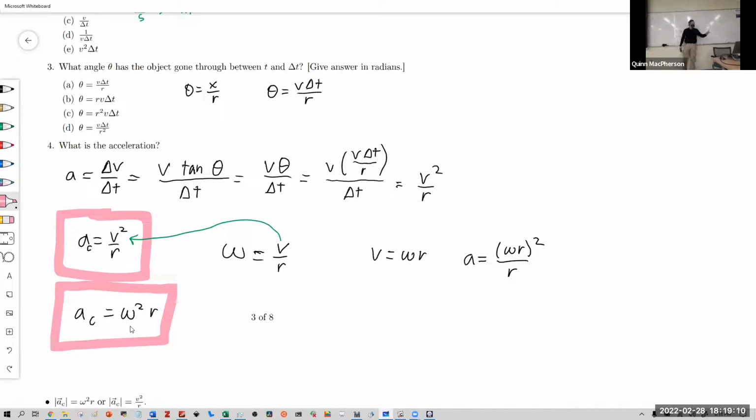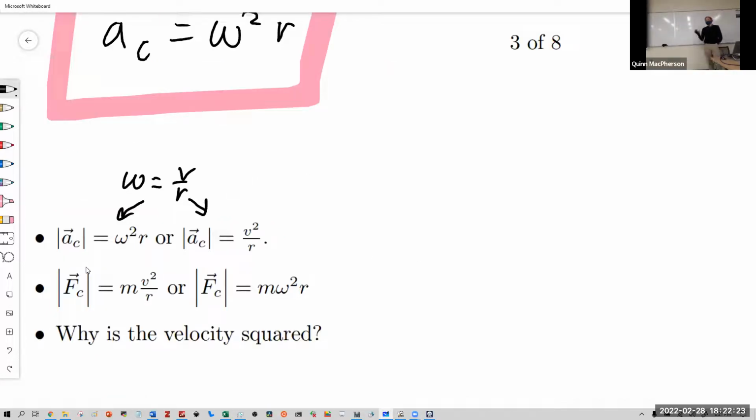Yes, true. If we hold omega constant, so if we hold constant how quickly we're going around the circle, how fast the angle is changing, then increasing the radius will increase the centripetal acceleration. If we keep our speed constant, then increasing our radius will decrease our acceleration. So sometimes I ask this trick question on things where I say, if you increase the radius, what will happen to the centripetal acceleration?